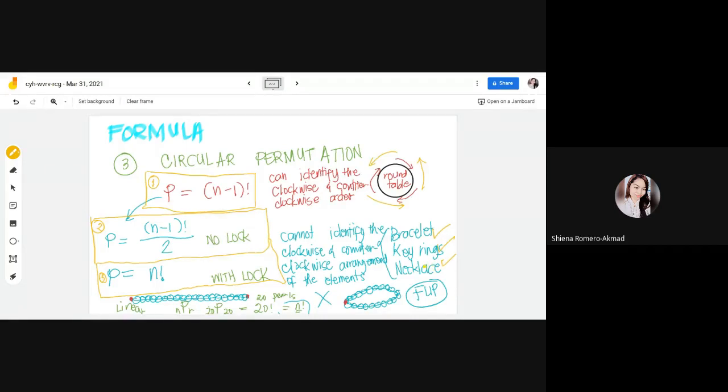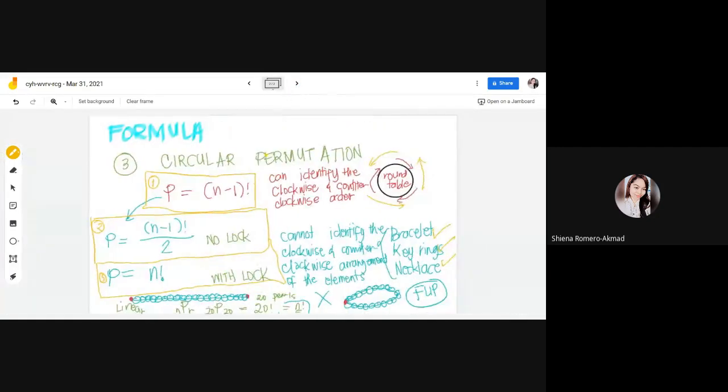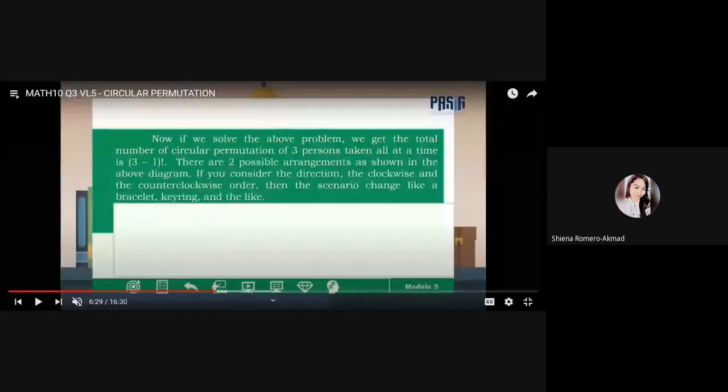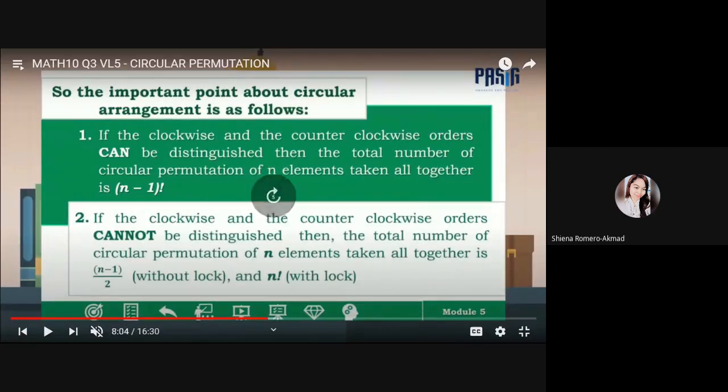Okay? So, aside from this, you still have two formula to use at ito ay nanggaling lang dito sa unang formula. So, all you have to do is to identify ano ba yung sitwasyon sa given problem para ma-identify mo agad alin dyan sa mga formula na yan yung gagamitin natin. So, let's proceed to the examples.